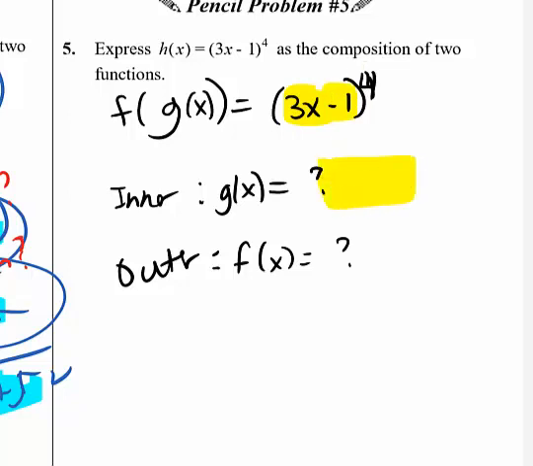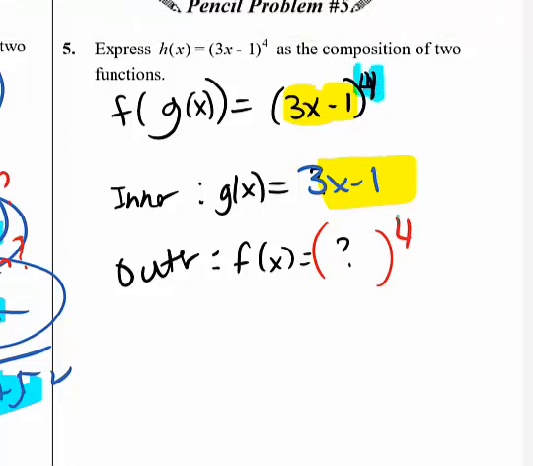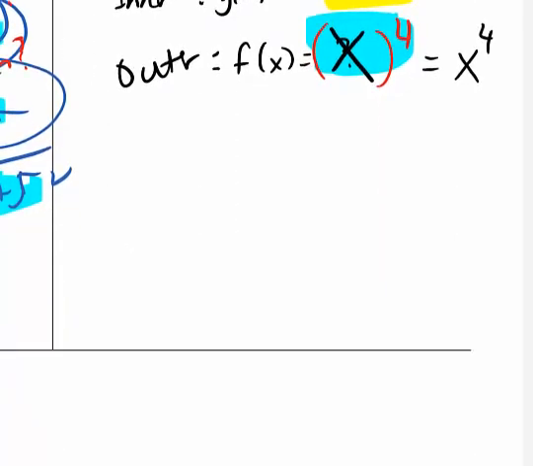To me, the inner function is the 3x minus 1. So g of x is 3x minus 1. And then I think the outer function is the fourth power. But again, it has to be on something, and that something is always going to be x. So it's going to be x to the fourth power is your outer function. I don't know why I put parentheses. It should just be x to the fourth. Okay, so that's my answer.